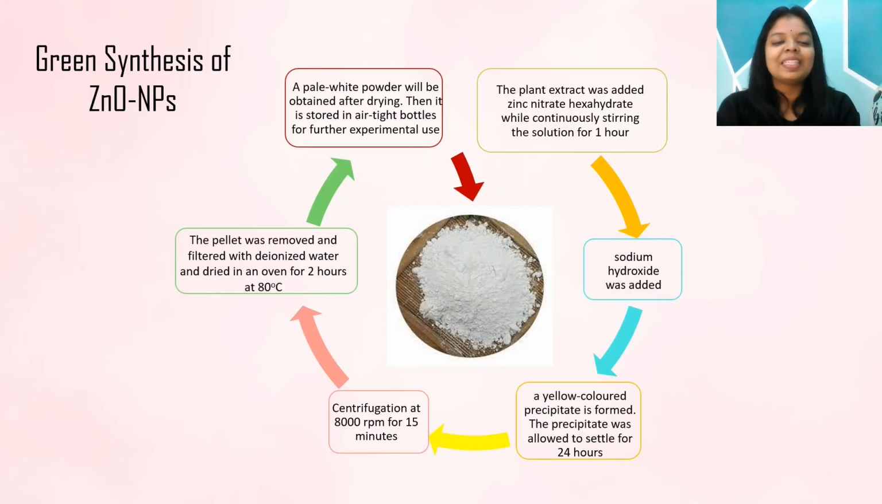The next step is green synthesis of zinc oxide nanoparticles. The plant extract that was prepared earlier is added to zinc nitrate hexahydrate while continuously stirring the solution for 1 hour. Then, sodium hydroxide was added to regulate the pH of the solution. A yellow precipitate will be formed, and the precipitate was allowed to settle for 24 hours before centrifugation at 8000 rpm for 15 minutes. Then, the pellet was removed, filtered, and dried in an oven for 2 hours at 80 degrees Celsius. Finally, a pale white powder will be obtained after drying. Then it is stored in airtight bottles for further experimental and characterization use.